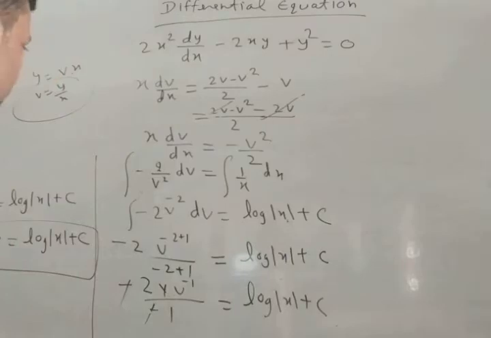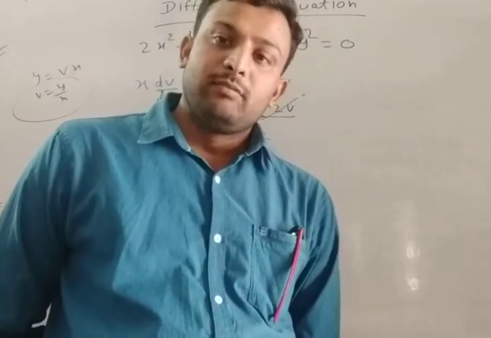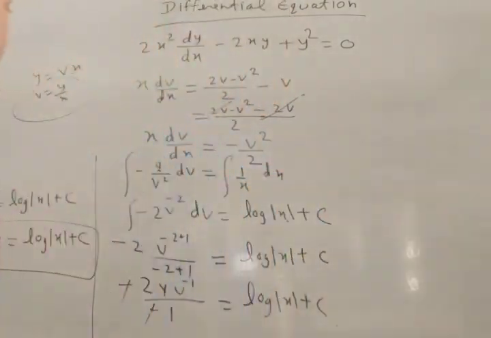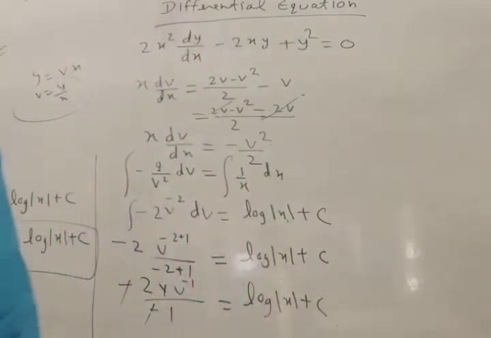Okay, and you know we let in the starting y is equal to vx, so we replace v with y by x, and so we write 2 by v, and this v can be written as y by x, so 2x by y is equal to log x plus c. It will be our general solution. Okay, now we will see our next question.